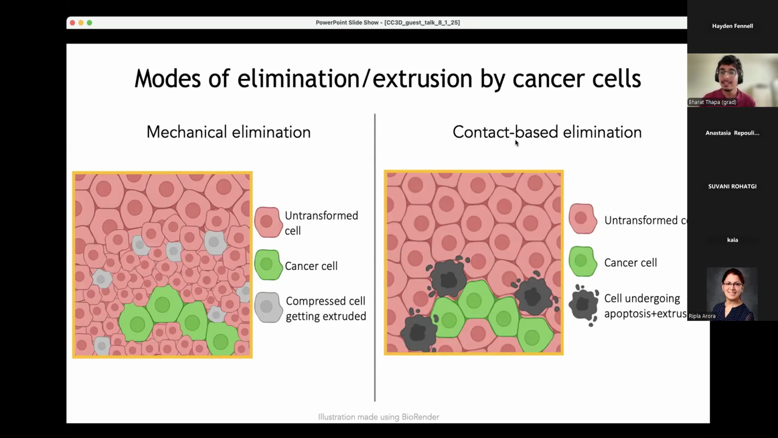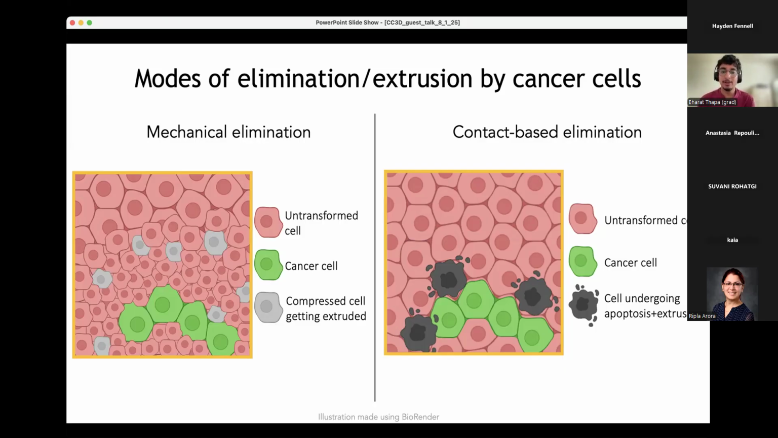And a contact-based elimination would be where cancer cells actually come in contact with the cell and either biochemically activate it to undergo apoptosis or actively, with their protrusions, try to chip it off. So that is more of a contact-based elimination. And these are the two methods I thought of for how this killing could be happening.